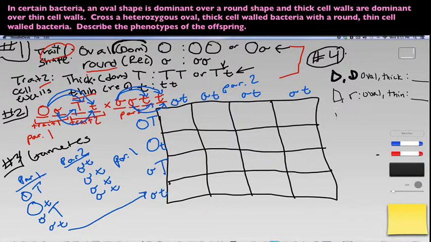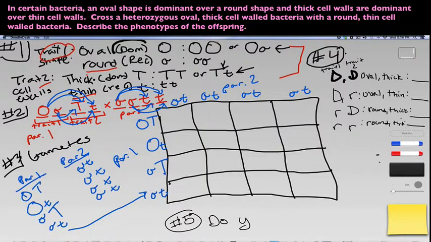The next possibility is recessive for trait 1, and I'm going to go ahead and write up here, trait 1, trait 2. So if you're recessive for trait 1 and dominant for trait 2, that means you're going to be round and thick. And then recessive for trait 1 and recessive for trait 2. That means round and thin. And the reason I'm doing this is so we can start tallying up our numbers as we put our individuals in these boxes. So now, step number 5 is to do your Punnett square.